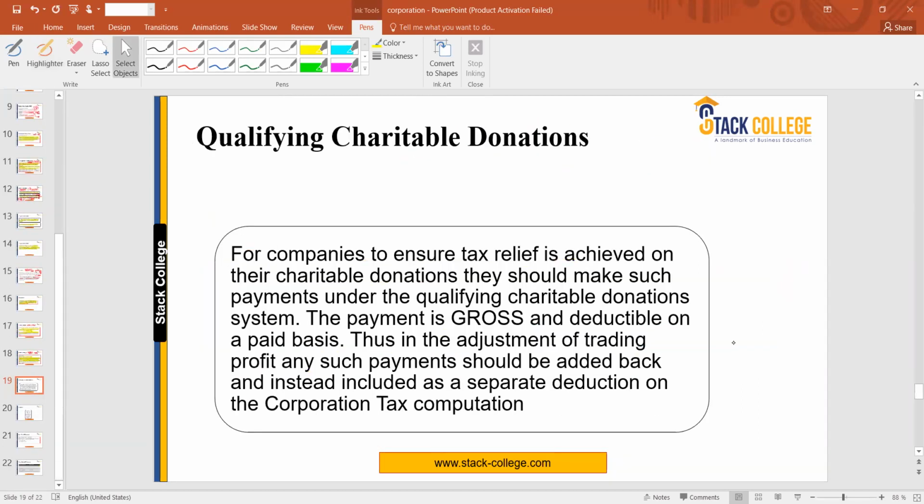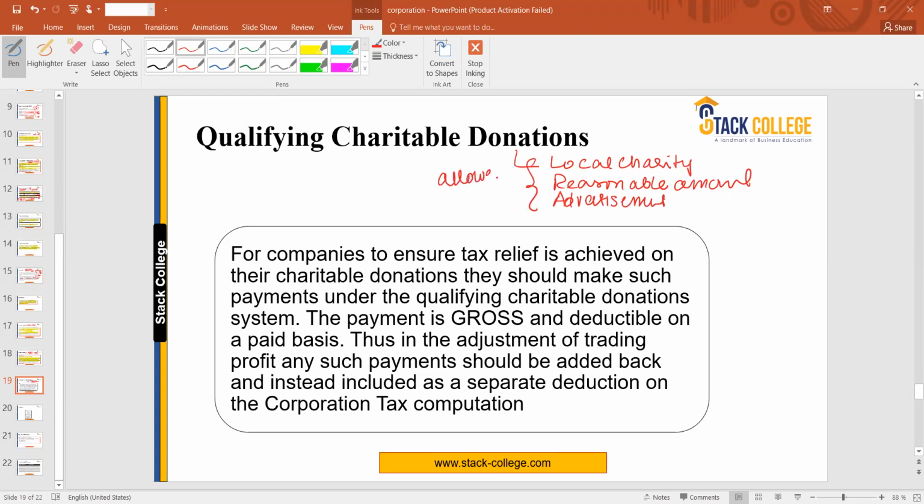As far as the qualifying charitable donation is concerned, if we have a donation which is given to a local charity, and a reasonable amount, and a conspicuous advertisement is there, then this is an allowed expense.